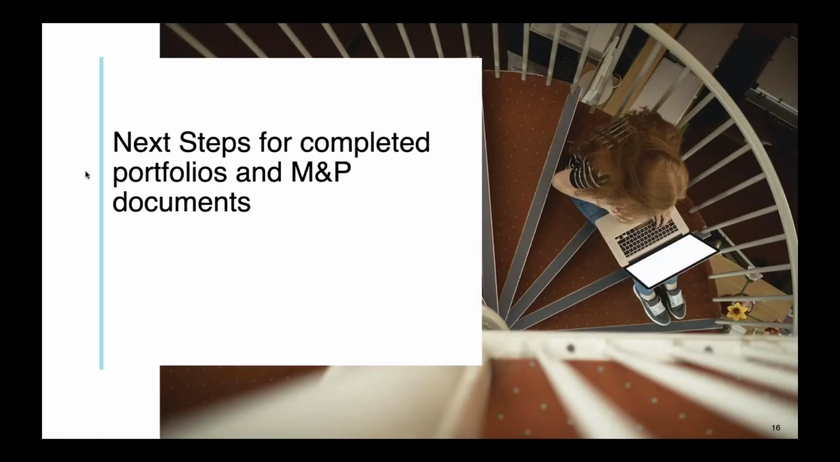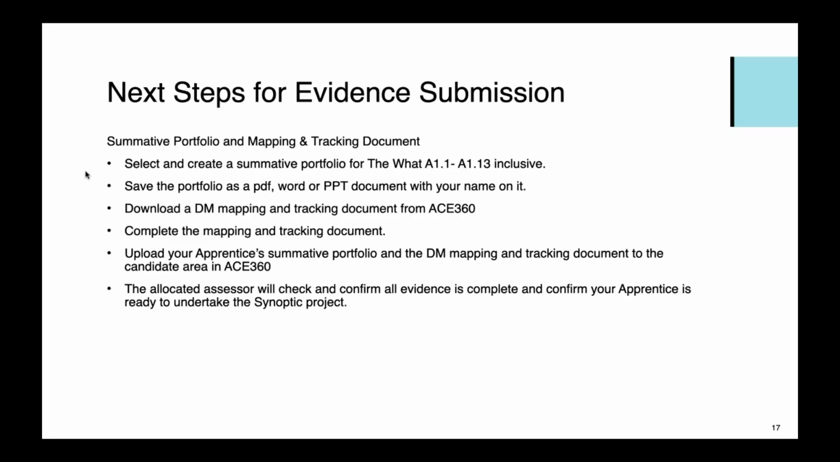And so next steps. Select and create a summative portfolio for the what criteria, A1.1 to A1.13 inclusive. So to reiterate again, summative portfolio is just against the what criteria, the how and the with whom. You can use all evidence to map your learner's evidence in your mapping and tracking document.